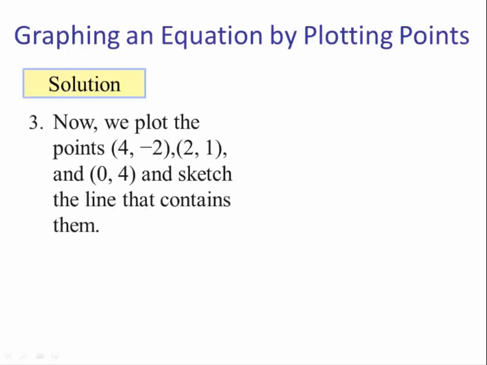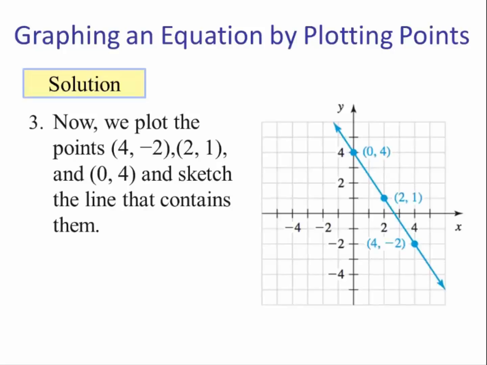So our last step is we plot our 3 points, 4, negative 2, 2, 1, and 0, 4, and we sketch the line that contains them. We have our 3 points and we have the line containing those points.